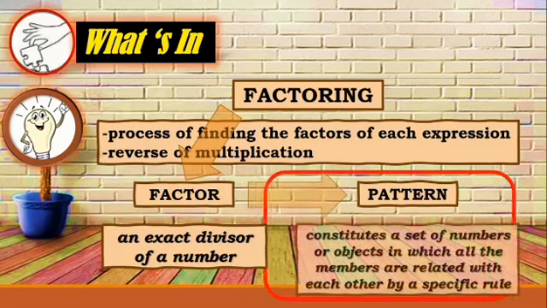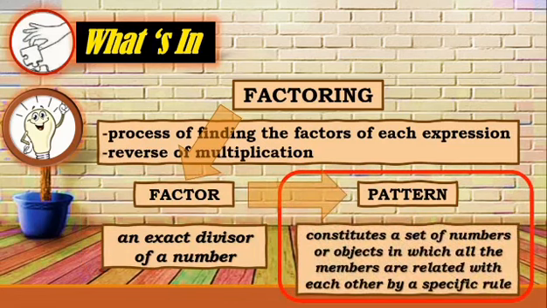In factoring polynomials, there are patterns that we can follow to make factoring easy and fast. What is a pattern? It constitutes a set of numbers or objects in which all the members are related with each other with a specific rule. Now let us remember these three terms: factoring, factor, and pattern.